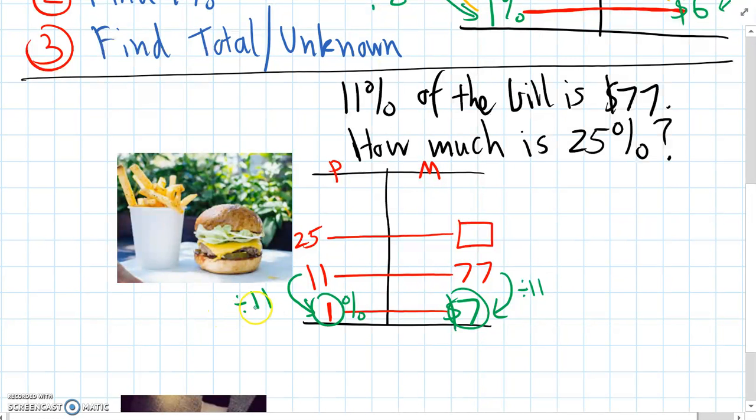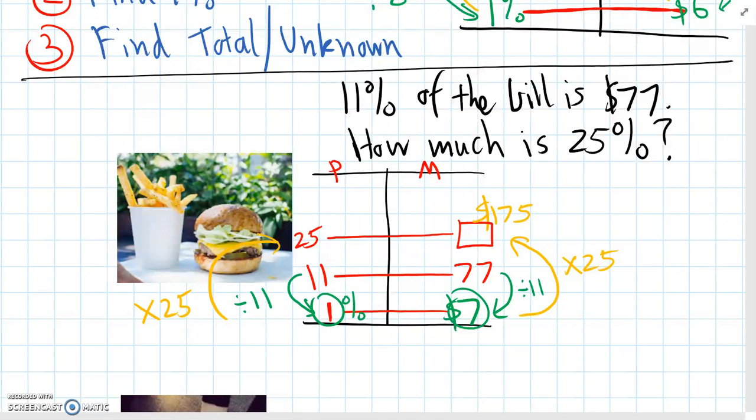So then we can go from 1 up to 25. And the way you go from 1 to 25 is you multiply by 25. And what we did to one side, we're going to do on the other. 7 times 25, that's $175. So what we just found was, of our total food bill, which we didn't actually find, 25% of that food bill is $175.